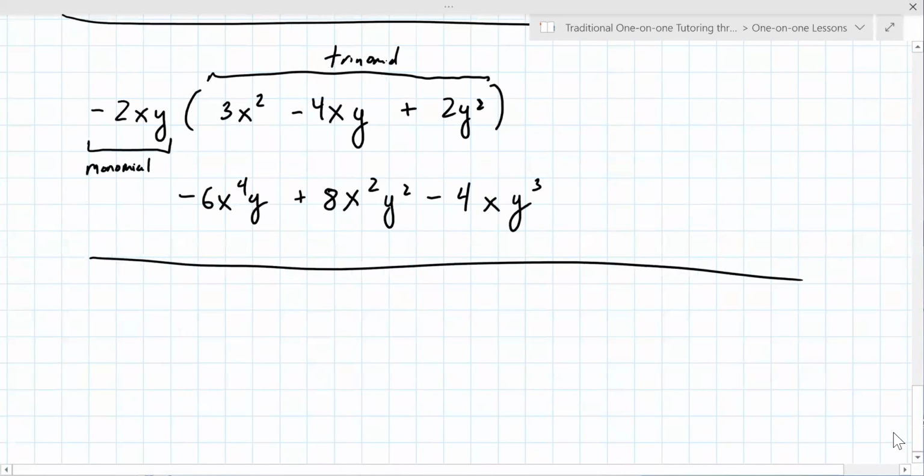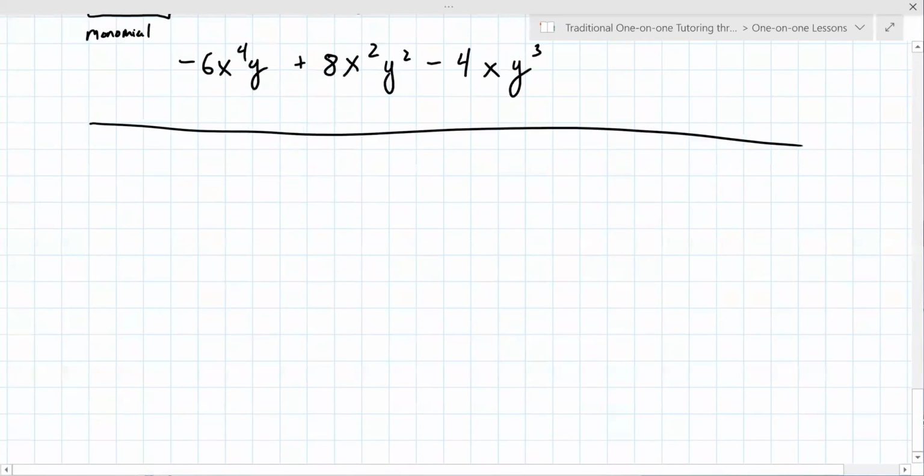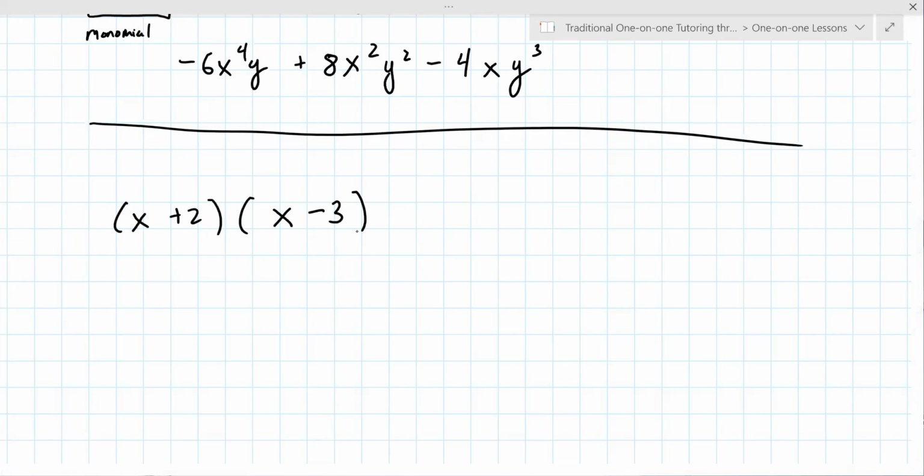A monomial times a trinomial. Right, but this is nice, but what you're really going to get is something like the following: x plus 2 times x minus 3. That's what I was doing in class. Great, that's where we're getting to. So this one has a method called the FOIL method, and these letters stand for certain things.